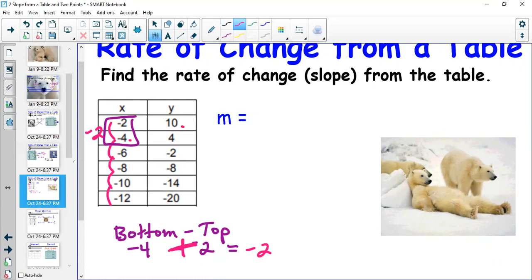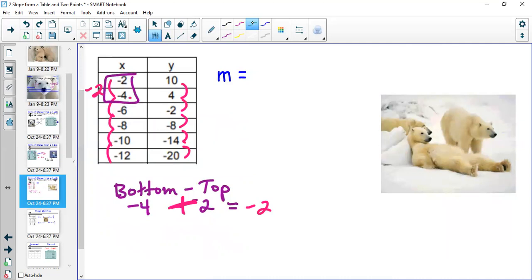On the right side, I'm going to find that change as well. 10 from 4. Okay, so 10 went to 4. We're definitely going down. And if you need to do that bottom minus top, if I choose those 2 points, bottom is 4 minus the top is 10. It was going down by 6.